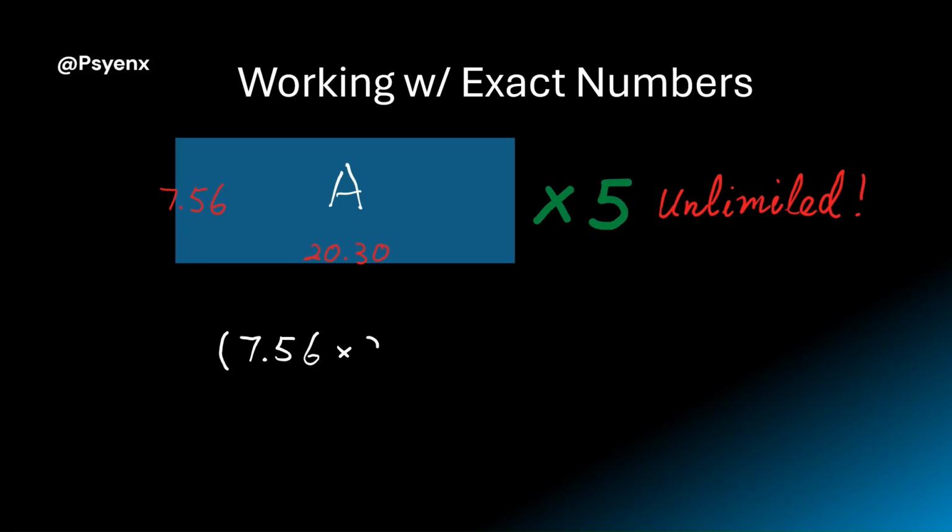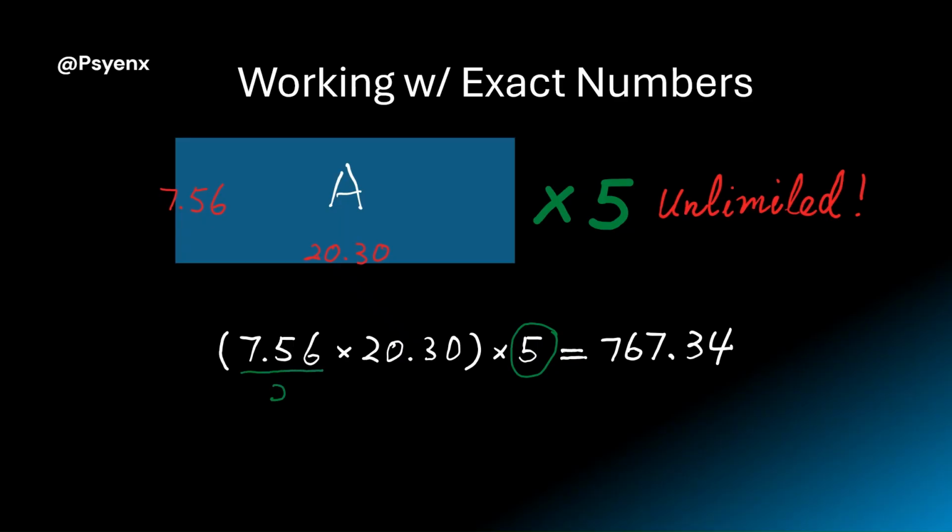have 7.56 times 20.30 times 5 is equal to 767.34. Although the number 5 has only one digit, it is an exact count and does not limit the precision of the calculation with an unlimited number of significant figures. We look at the measured numbers. 7.56 has the fewest significant figures, 3. Final answer is then 767 square centimeters.